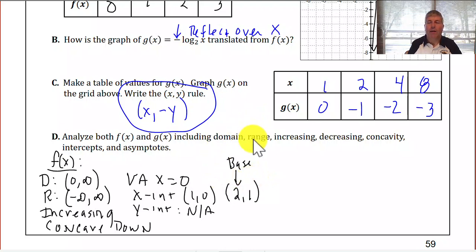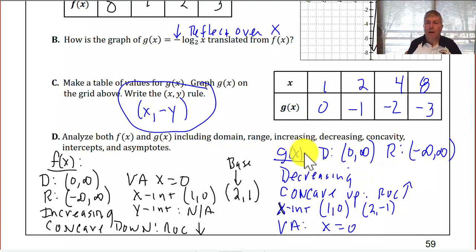And now we'll go ahead and look at g of x. For g of x, our domain and range are the same as our domain and range for f of x. However, this function is decreasing. It is concave up because our rate of change is increasing. It may be negative, but it's becoming less and less negative, whereas in the other, our rate of change was decreasing. Our x-intercept still goes through 1, 0, but now we go through the point, our base 2, and negative 1. And again, we still have a vertical asymptote at x equals 0.